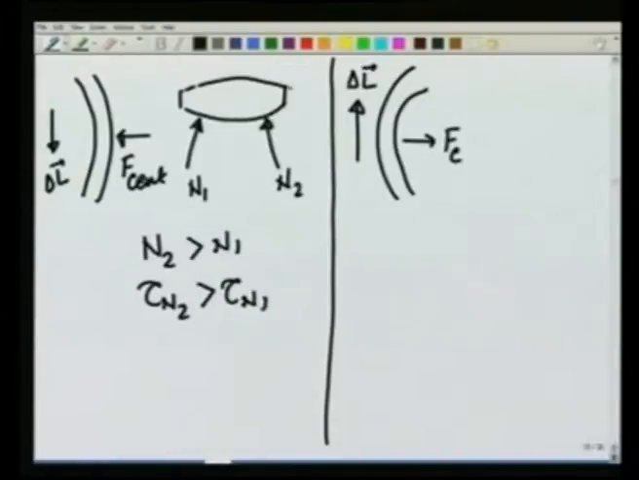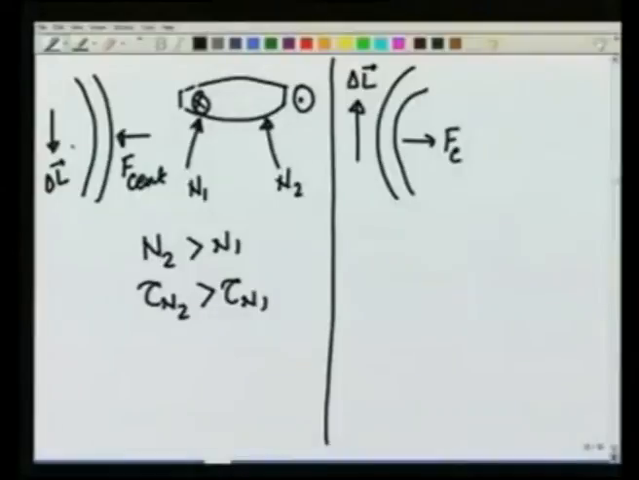But torque due to N2 is coming out, torque due to N1 is going in. Looking from the back side, torque due to N1 is in this direction, torque due to N2 is in this direction, and this is greater than torque due to N1. So the difference is in the direction which is proper to cause this change in delta L, and therefore this cylinder can easily turn to the left.